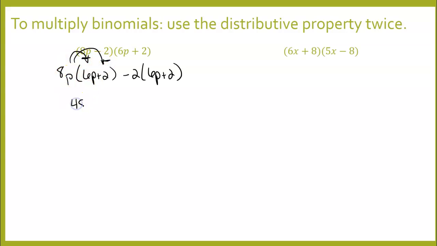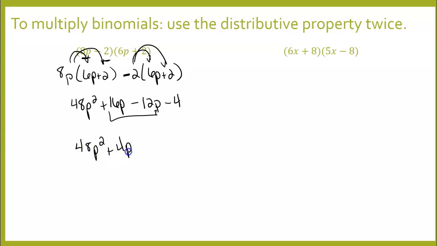8 times 6 is 48, p times p is p squared, 8 times 2 is 16, and we just bring down the p. For this one, we don't want to forget that there's a negative in front of the 2, so that becomes negative 12p minus 4 because we're doing negative 2 times 6p and negative 2 times 2. We combine our like terms, it becomes 48p squared plus 4p minus 4.